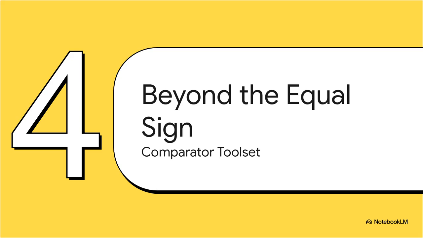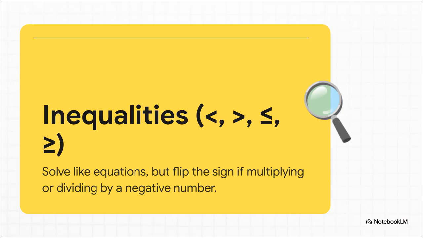So far, we've pretty much been focused on things that are equal. But a lot of math is also about comparing things. So let's add the comparator toolset to our kit. This is what helps us understand relationships using inequalities and variation. When you're solving inequalities, you can basically treat them just like you would a regular equation. Add, subtract, multiply, divide, go for it. But, and this is a big but, there is one critical rule you have to remember. If you multiply or divide both sides by a negative number, you must flip the inequality sign. That's the one thing that can trip you up.